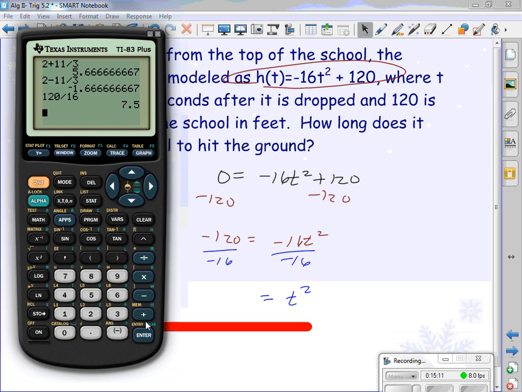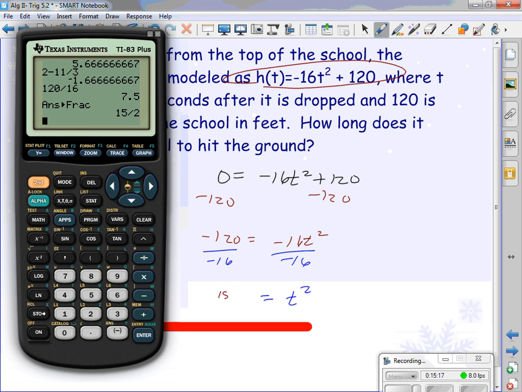I get 7.5, which, if you put it to that, that's fine. 15 halves. Now what do I need to do? Take the square root. Square root, square root. T is equal to plus or minus the square root of 15 halves. That is your exact answer.